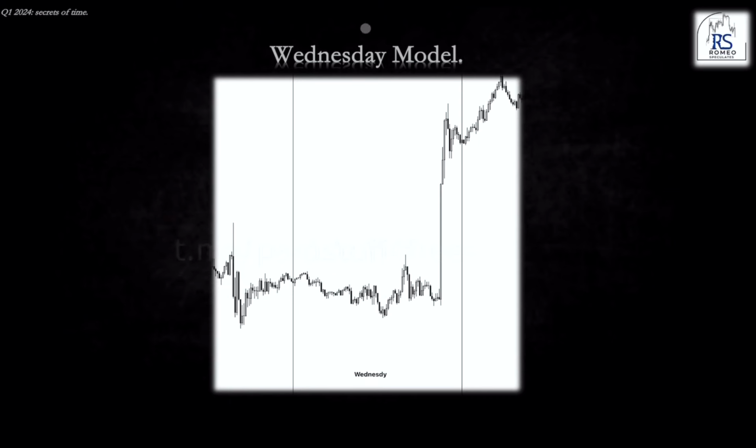So back to Wednesday model. That is a price observation rant. I'll leave the details for the next chapter. Open, decline, create a range, turtle soup, break out of the range, and then rally.